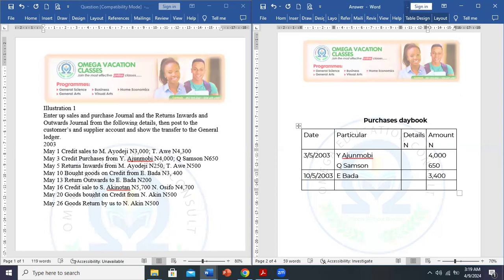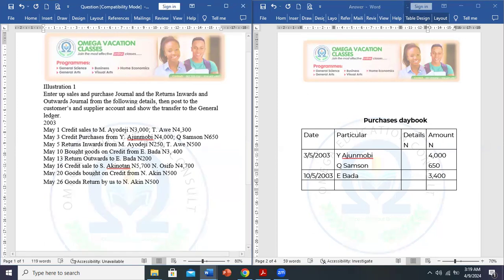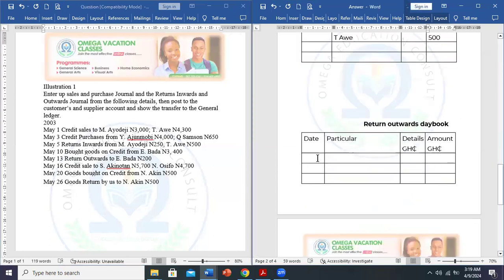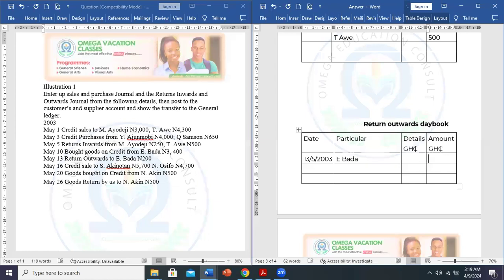Okay. Then 13th, there was return outwards to Ibadan. So return outwards. So we go to the return outwards day book. Return outwards 13th May 2003. The name is Ibadan. We put the amount there, 200 naira. Okay, as simple as ABC.